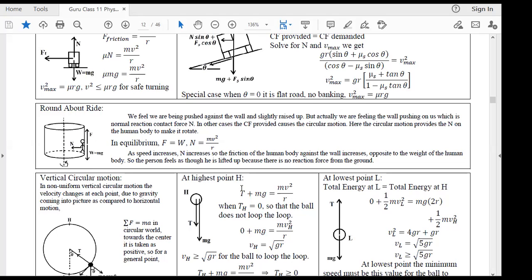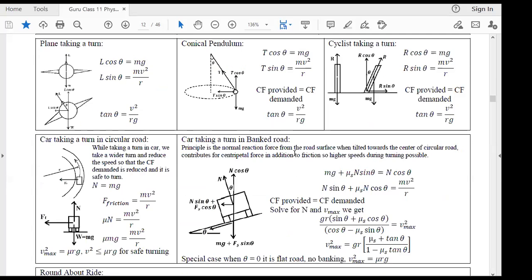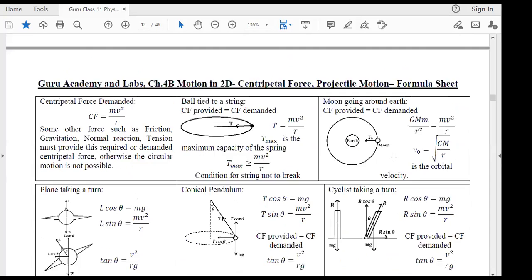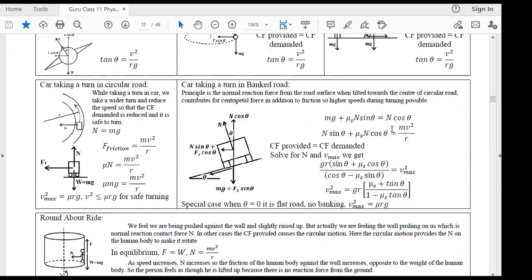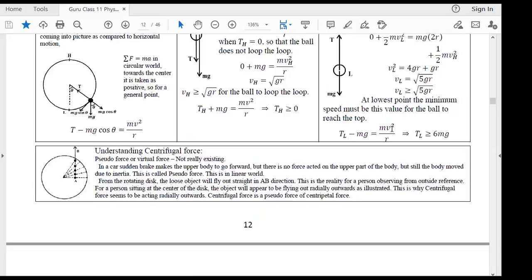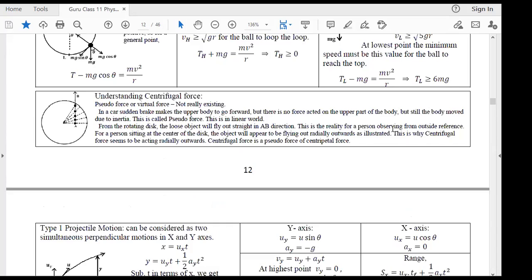Okay, let's quickly talk about that. Again, the handbook will give you the concepts. You need to know how to apply it in real problems. So that's the idea behind giving this handbook.